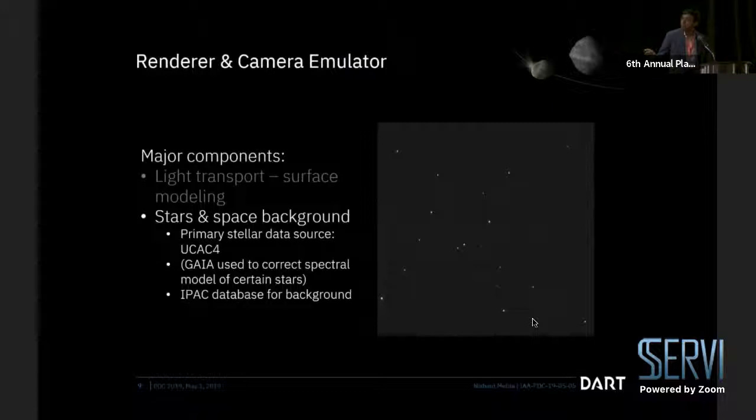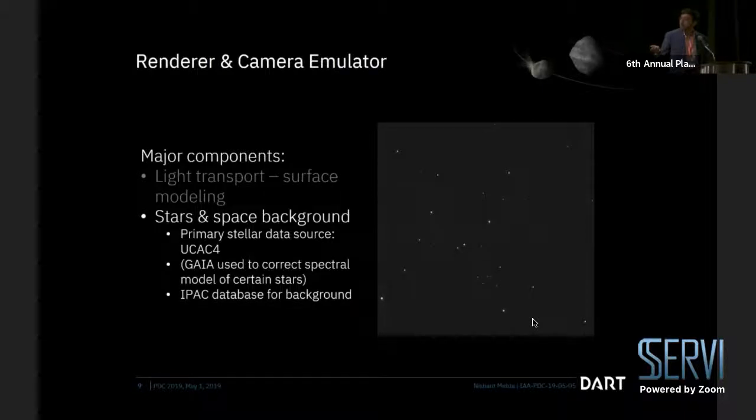We've pulled star data from the UCAC4 catalog, did the best we could to estimate the spectral content and quality of the stars, and used some data from Gaia to correct those models. Remember, Draco is panchromatic, so it's hard to predict the brightness of a lot of these stars because we don't have the spectra for all of them. And we do space background. The folks at IPAC, thank you for publishing your data.